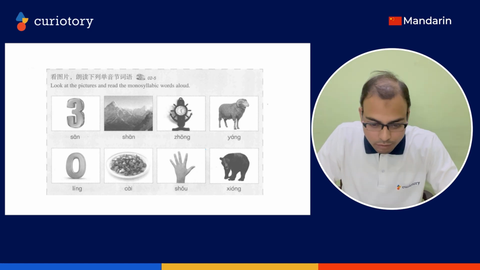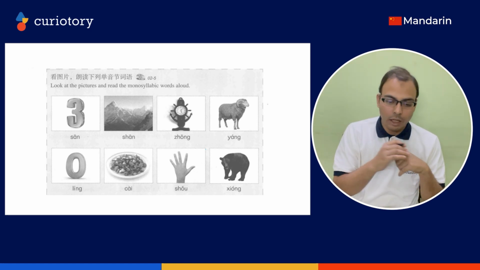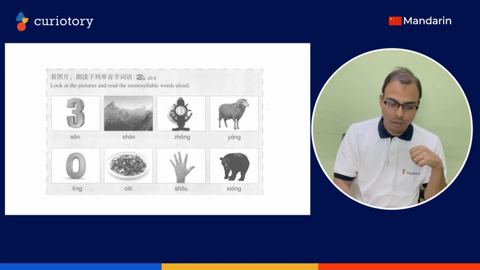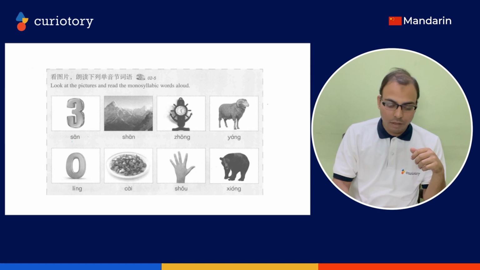Okay, now there are some pictures and you have to pronounce them. So you already know the tones. What are the tone rules? You just have to implement them in these cases. And you also know how to pronounce the various initials and finals, like ZH, CH, SH, etc. So now repeat after me.